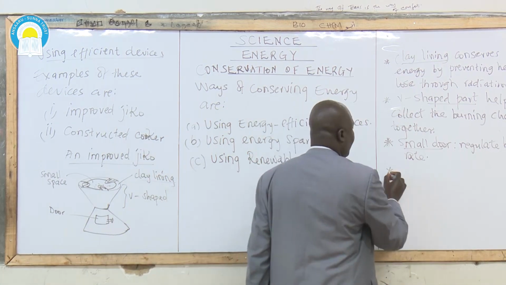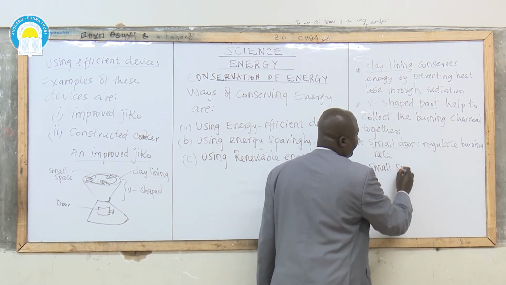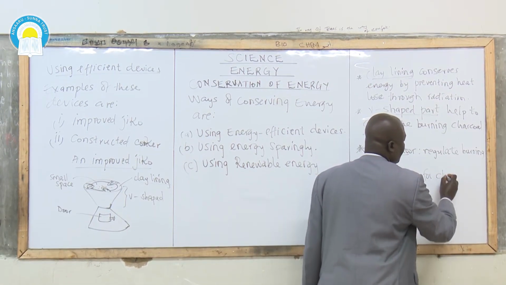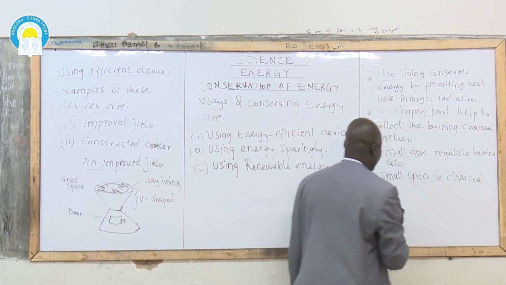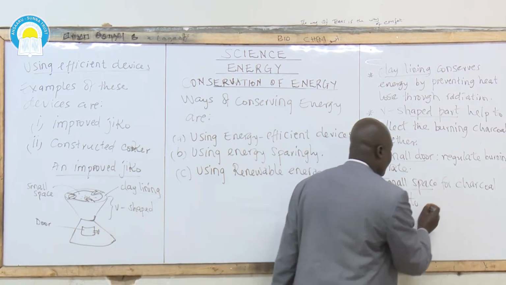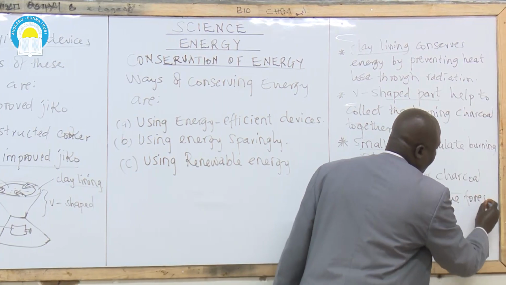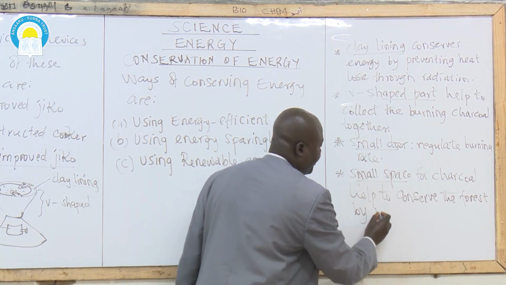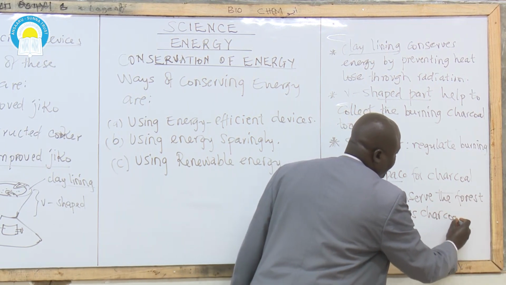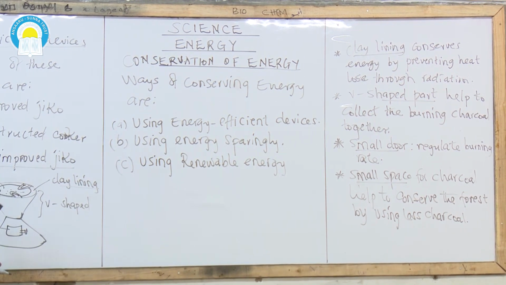Next, we have the small space for charcoal, which helps to conserve the forest by using less charcoal. So those are the ways the improved jiko can assist in conserving energy.